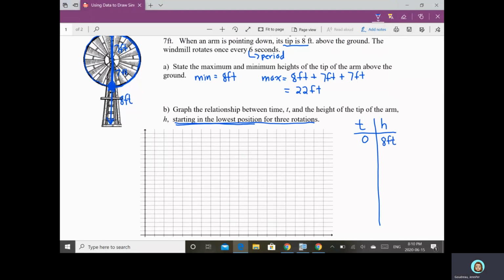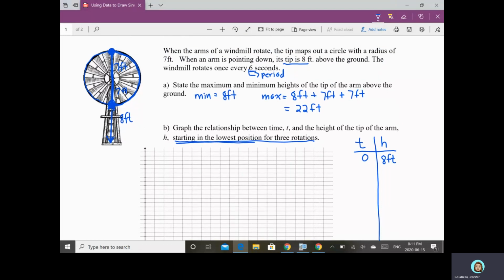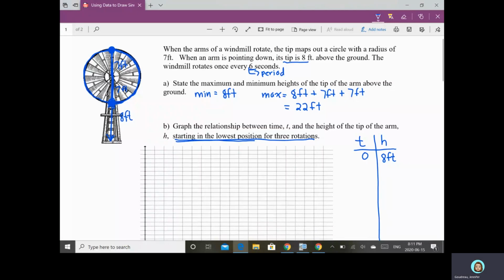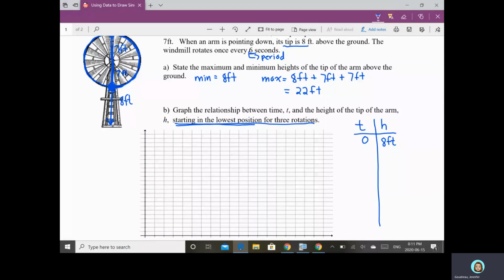Here's what else we know. We know that the windmill rotates once every 6 seconds. So for it to go all the way around and back to that minimum height again, that takes 6 seconds. So in my table of values, I'm going to skip down a little bit, and I'm going to put at time is equal to 6. We'll be back at that minimum of 8 feet.